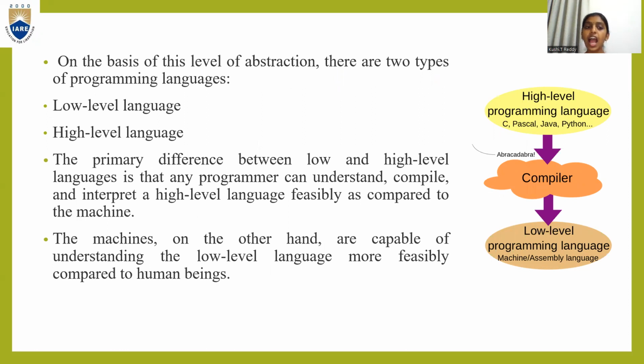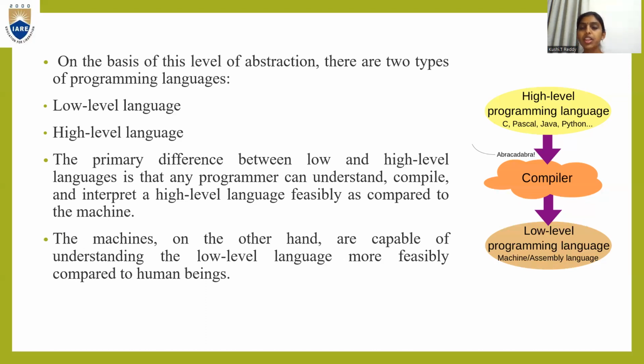The primary difference between low level language and high level language is that any programmer can understand, compile, and interpret a high level language feasibly as compared to the machine. The machines, on the other hand, are capable of understanding the low level language more feasibly compared to human beings. So, based on the abstraction level, we have two types of programming languages: low level and high level. Both have their own pros and cons.